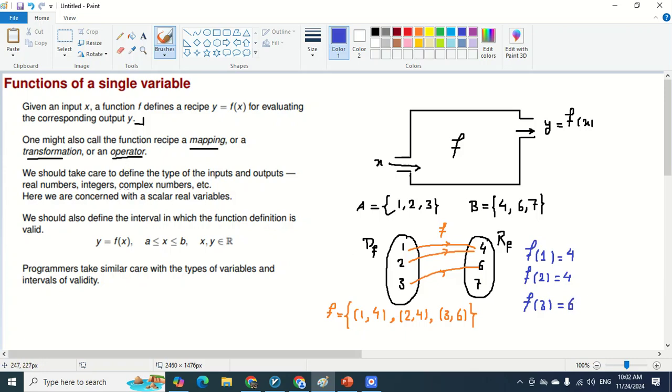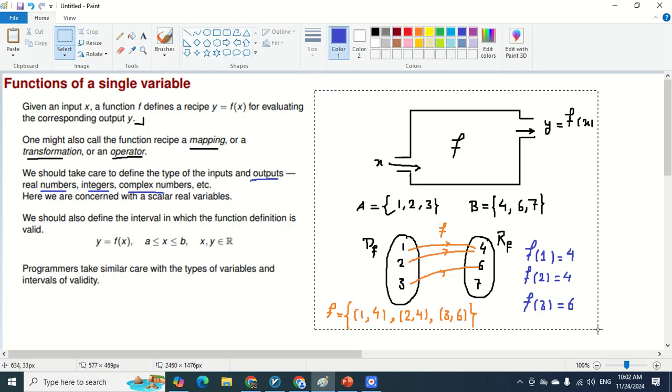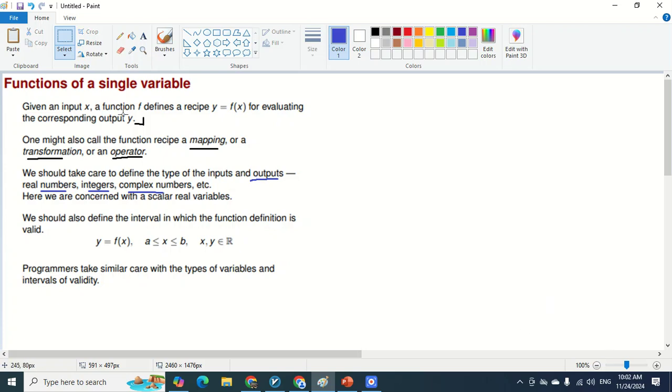So we should take care to define the type of the input and output, meaning that the input and output are real numbers, integers, complex numbers, or so on. In high school you learned how to deal with different types of sets of numbers. One set that you learned in high school is the natural numbers. The natural numbers contain numbers like 1, 2, 3, and so on. These numbers are called the natural numbers.